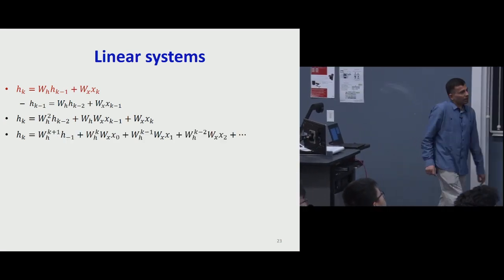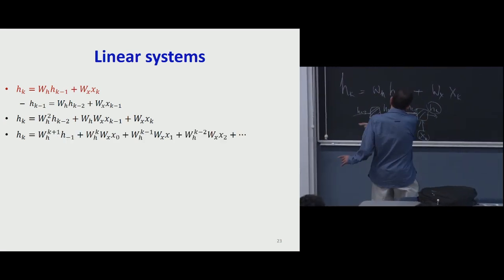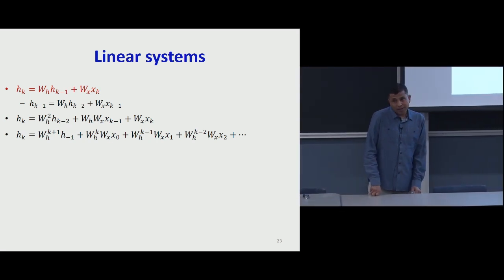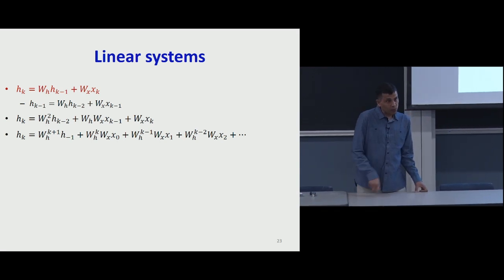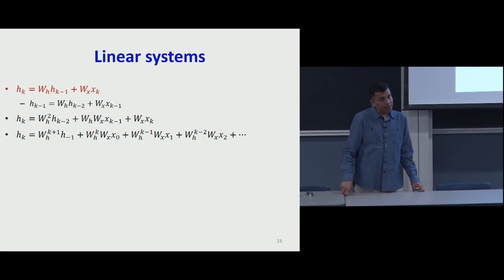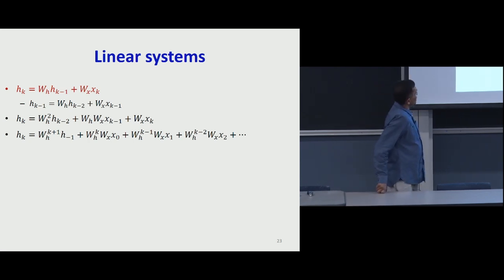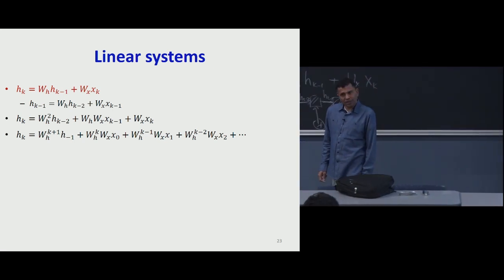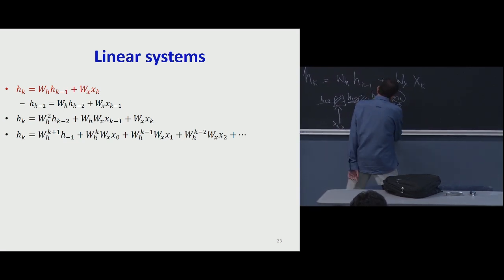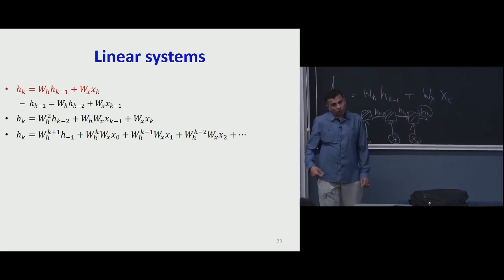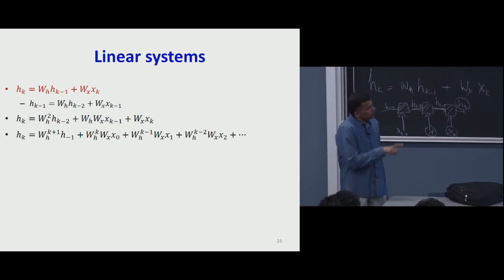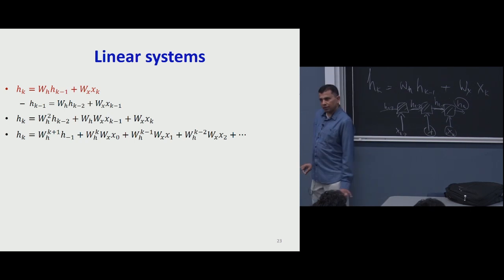If I move all the way to the beginning, h_k is simply going to be the weight matrix raised to k+1, because the weight matrix is applied k+1 times, applied to the initial condition of h, plus W_h raised to k times W_x x_0, right? Every time x goes in, it's multiplied by the input weights matrix. So that's just a straight up expansion.